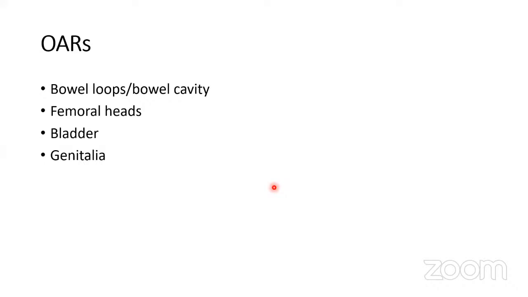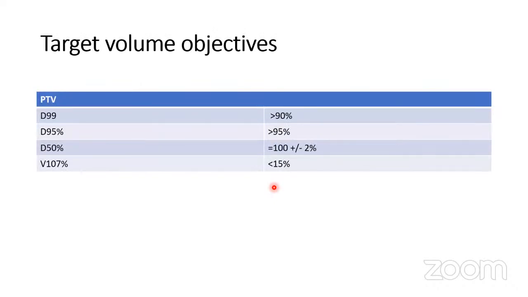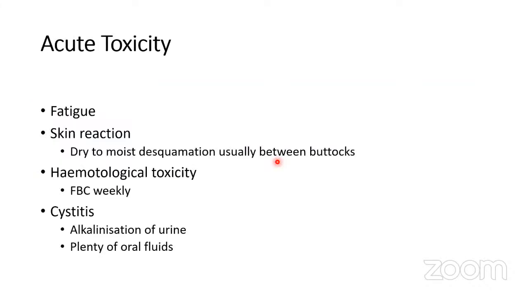So what are the OARs which need to be contoured? The bowel loops, the bowel cavity. It can be contoured either as loops or the cavity, and bilateral femoral heads, bladder, and the external genitalia. These form the important OARs in the radiotherapy. And the target volume objectives are to make sure at least 95% of the volume receives 95% of the dose, with the median prescription dose being 100 plus or minus 2, and the volume receiving 107% should be less than 15% at least. Keep it as low as possible.